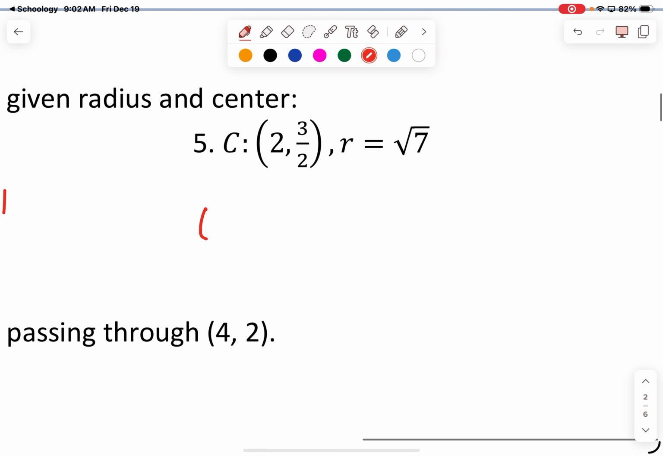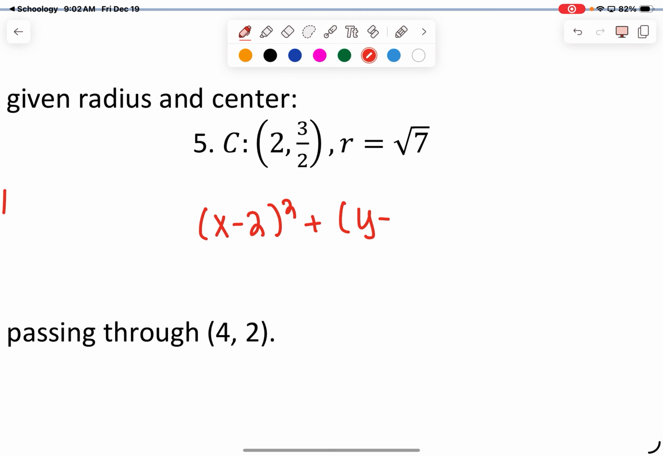This one here, x minus 2 quantity squared plus y minus 3 halves quantity squared is equal to, and then r squared, so root 7 squared. Remember when you square a square root, you're multiplying it by itself. So root 7 times root 7 is root 49, which is 7. Or just remember that they're inverse operations, so they cancel each other out. And we just get 7.